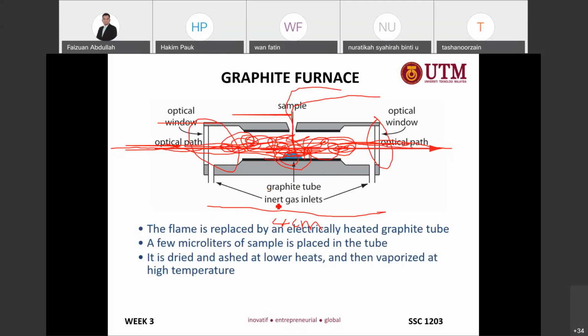Flame is replaced by an electrically heated furnace. Remember, our problem is that the analyte will be lost in the flame for certain analytes. For example, arsenic, mercury. We have a special method for mercury. Antimony also will be vaporized easily in the flame. So we are not using flame in the graphite furnace. We just heat it electrothermally, electrically heated by the surroundings.